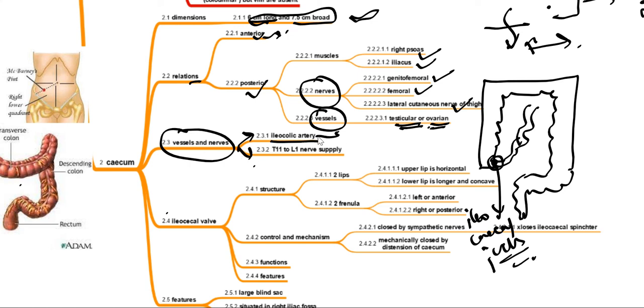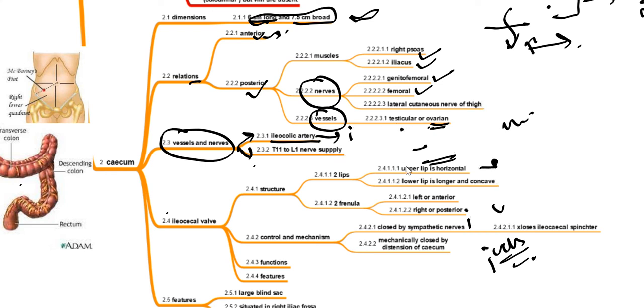Then the vessels and nerve supply. It is supplied by the ileocolic artery, whereas the nerve supply is through the T11 to L1 sympathetic nerves. Okay.